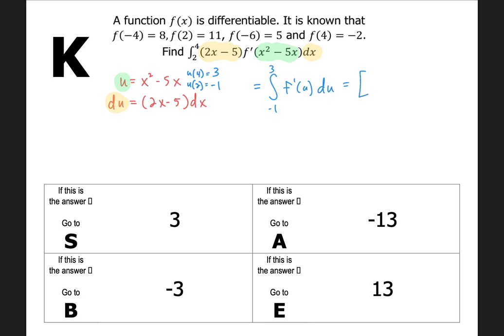Okay, so now we have to find the antiderivative of our function. We need some function that, if you take the derivative, will give us f prime. So that's just f, right? If you take the derivative of f, you get this. So this is our antiderivative: the thing that, if you take the derivative, gets you back the original function.